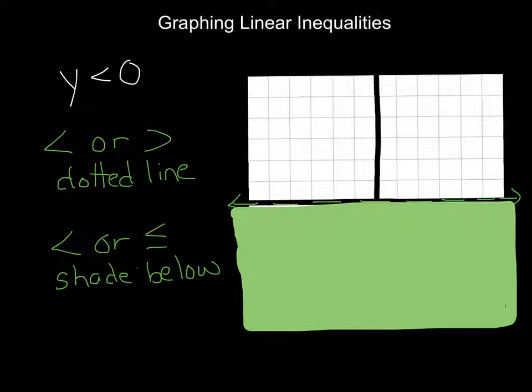So once you finish shading, it should look like this. Keep in mind, it goes on forever. We're only showing a small portion of it. And the line is dotted, meaning it's acting as a border. It's not actually part of the solution.